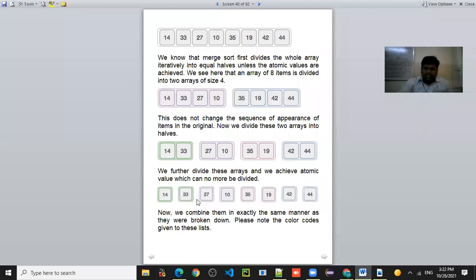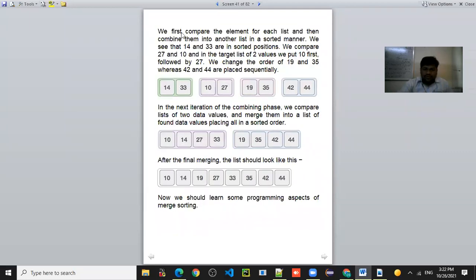Now, how to combine them? When you are combining, you need to consider their ascending order, right? First compare the elements with each other and then combine them into another list in a sorted manner.